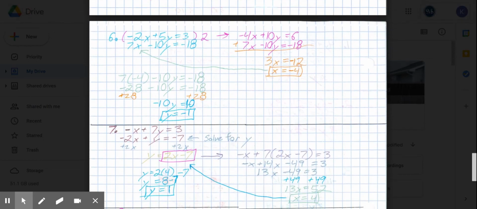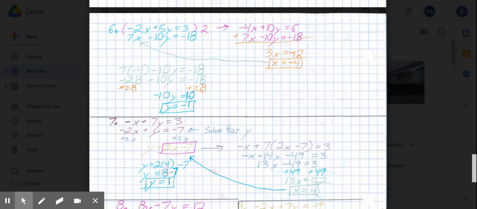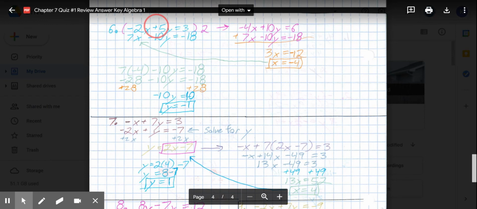And then moving down to 6. Negative 2x plus 5y equals 3, and 7x minus 10y equals negative 18. I noticed if I multiply the top by a positive 2, that will give me 10y, so I can cancel out my y's.